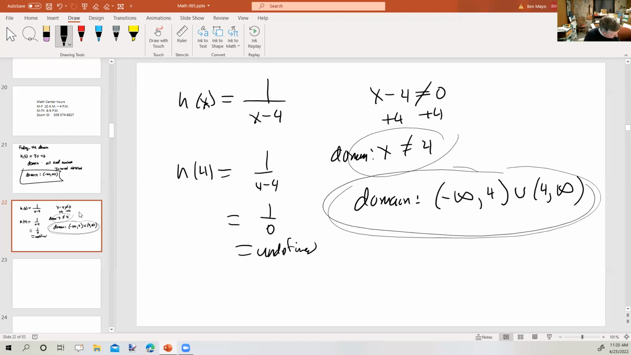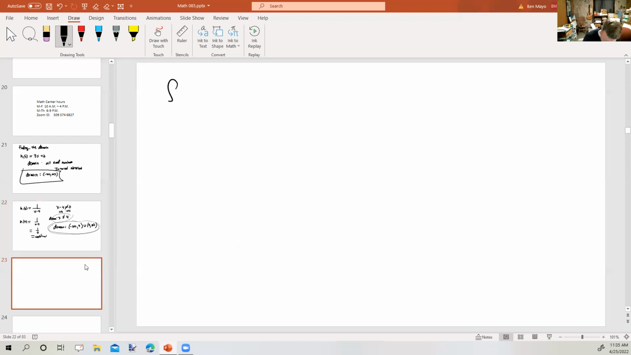Okay, how about this one? F of x equals x squared. Well, any real number that you square is going to produce another real number. It's never going to be undefined. So again, the domain would be all real numbers.